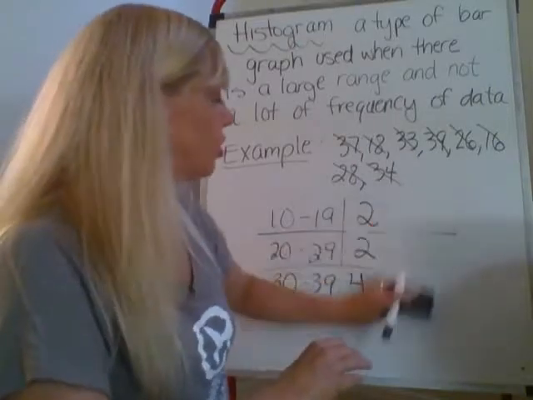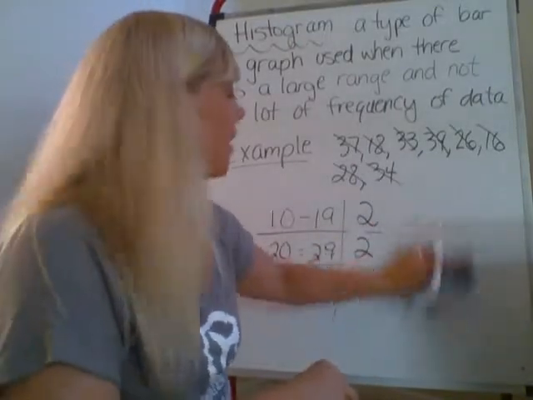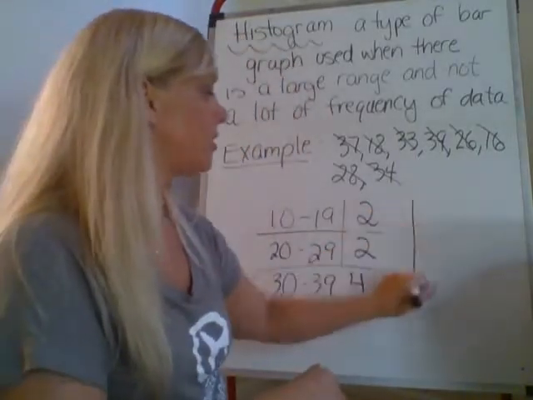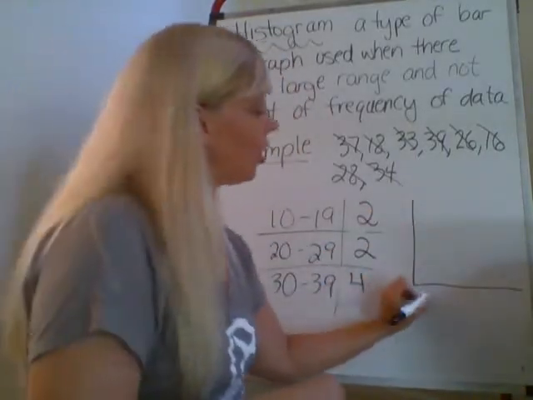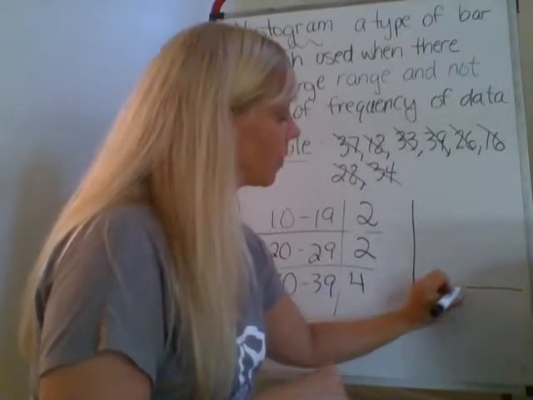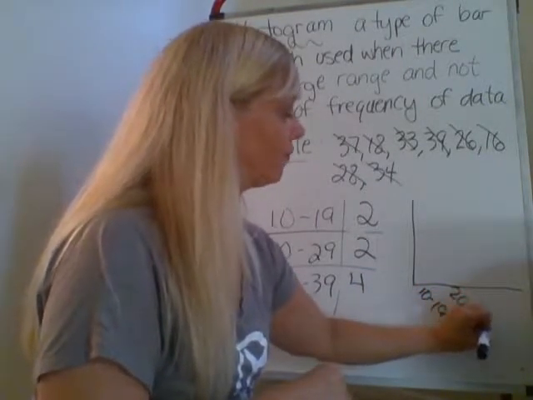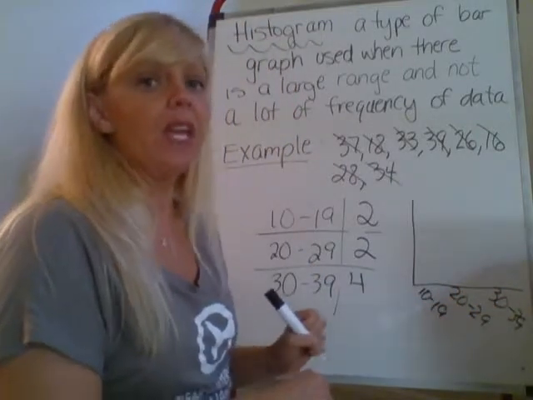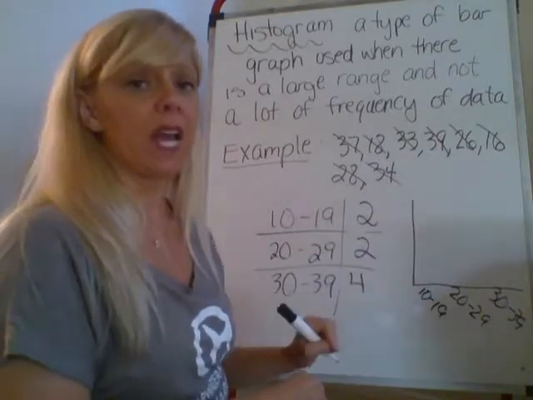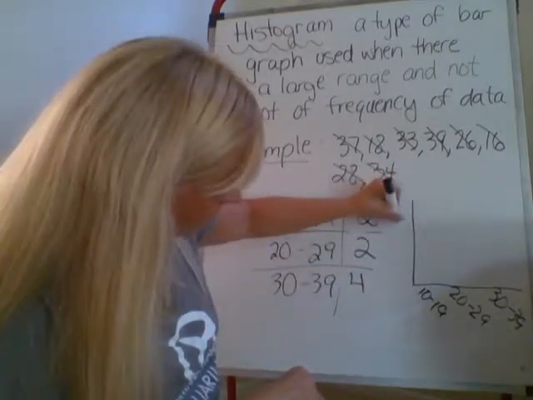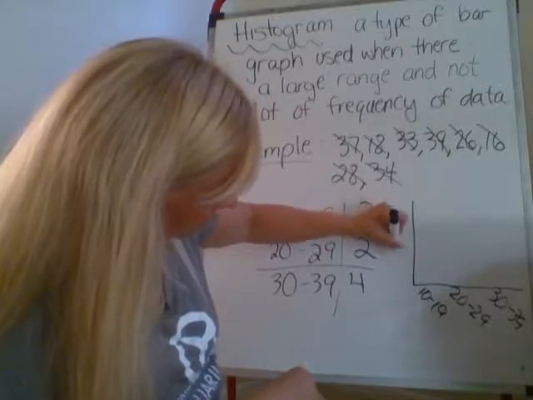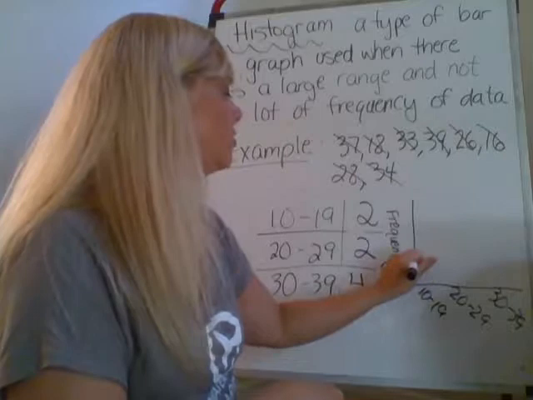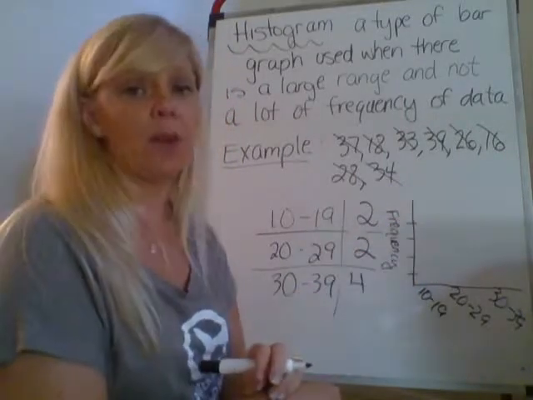All right, so let me show you how this looks. So it's going to be a bar graph. But the difference about this bar graph is I have intervals and the bars touch. So I'm going to go 10 to 19, 20 to 29, and 30 to 39. All right. Okay, these numbers are the numbers that go up the side. So that's my frequency. So that's how many times did that number occur in that grouping. So I have 1, 2, 3, 4. So I'm going to go ahead and count by ones.